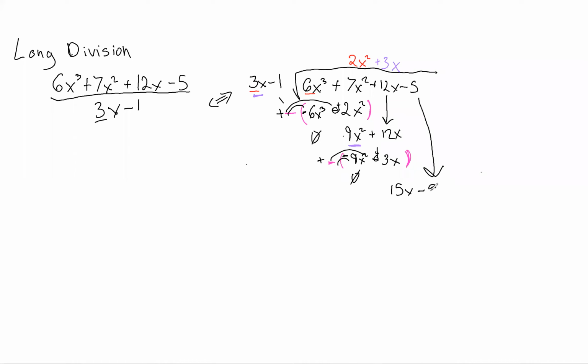Which is negative 5. So then I ask myself, I've got 15x and 3x for my leading terms. What do I need to multiply 3x by to get to 15x? I don't need an additional x, but I just need a positive 5 to get there.